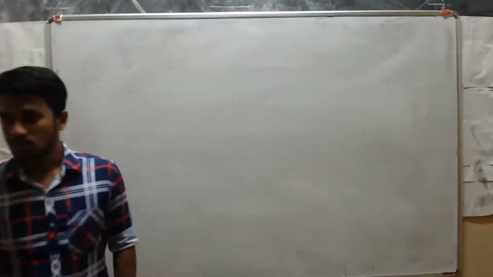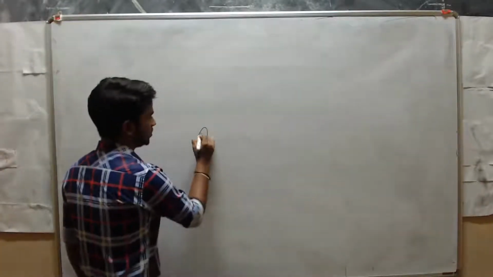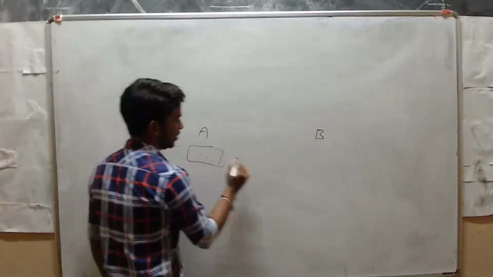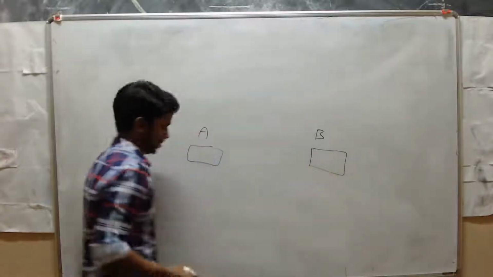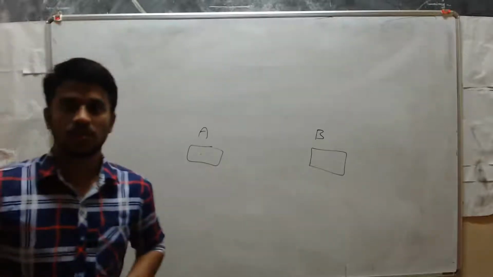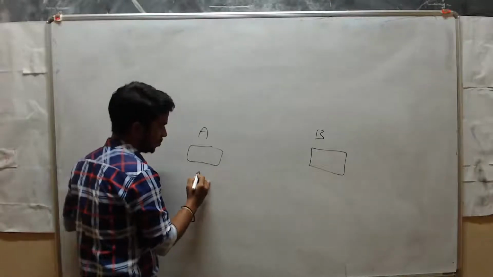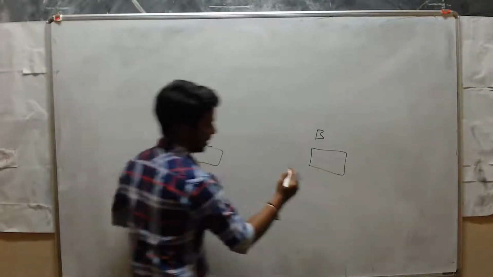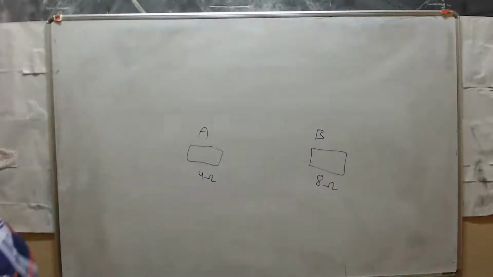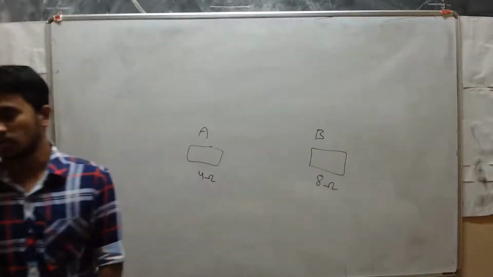Okay. Suppose now I have two conductors, A and B. So now tell me, out of these two, which one is a good conductor? Conductor A has 4 ohm resistance, its value is 4 ohm, and B is 8 ohm. Out of these two, is A or B a good conductor? So put your answer in the comment box. Quick.